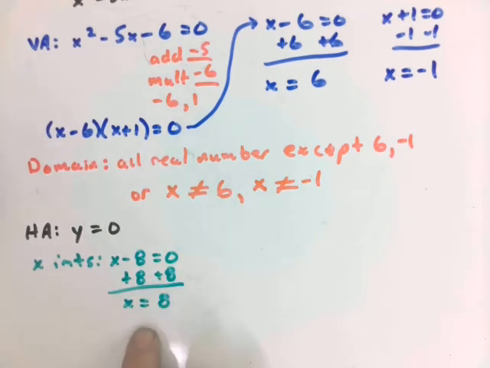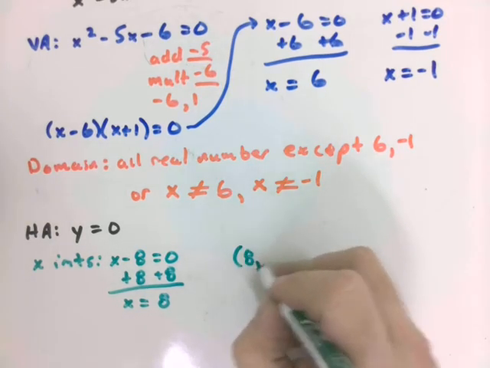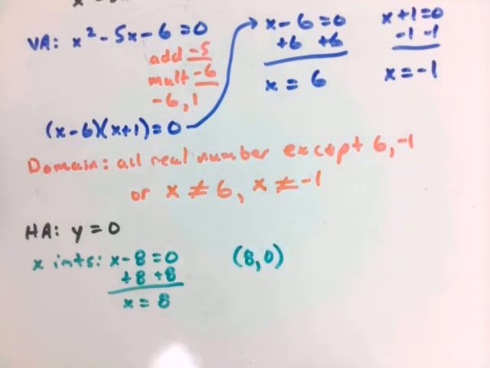We end up with x is equal to 8. We want a point, not a line. X equals 8 is actually a vertical line, but what we want for our x-intercept is a point. I plugged in 0 for y. That's basically how we got the equation that we ended up with, and our x value was at 8. So we have one x-intercept, and it is at 8.